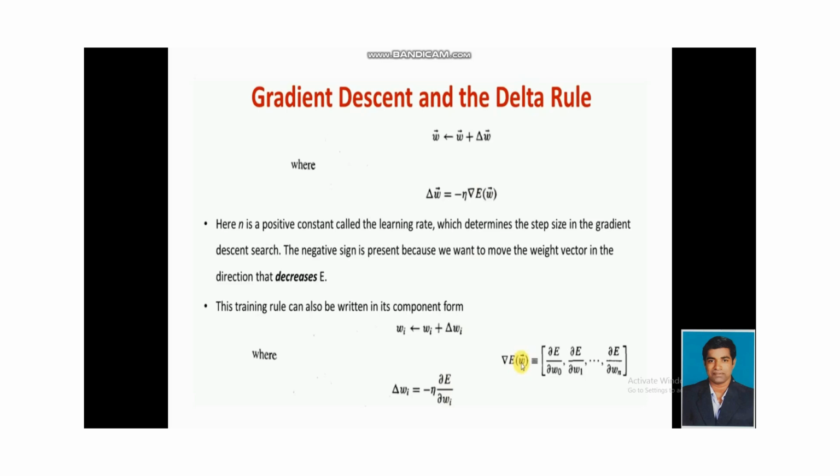Here eta is the positive constant called learning rate, which determines the step size in the gradient descent search. The negative sign is present because we want to move the weight vector in the direction that decreases E. The training rule can also be written in component form: Wi gets Wi plus change in weight. Then the small change in weight is nothing but minus eta into dou E by dou omega i.